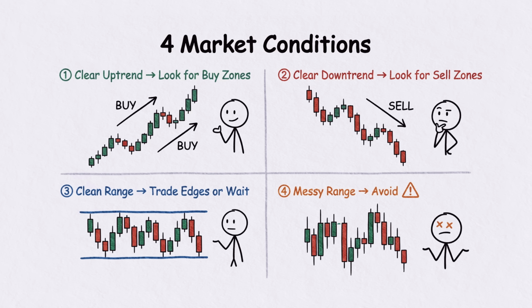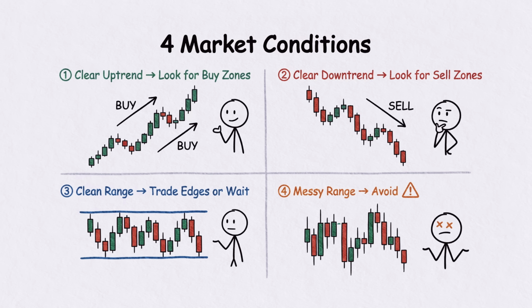1. Clear uptrend. Buyers are breaking highs and defending higher lows. In this condition, you mainly look for buy zones. 2. Clear downtrend. Sellers are breaking lows and defending lower highs. In this condition, you mainly look for sell zones. 3. Clean range. Price moves between clear boundaries. Here, you can trade the edges if context supports it or wait for a breakout and retest.